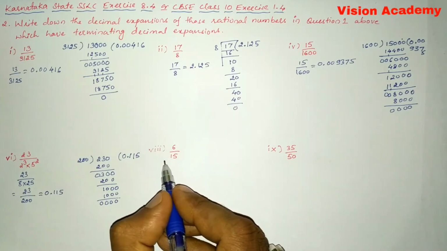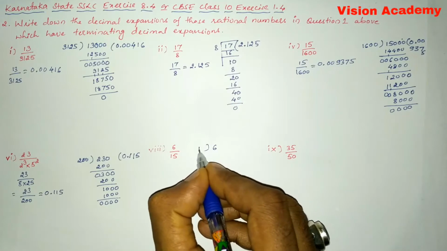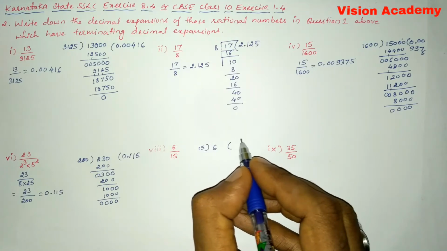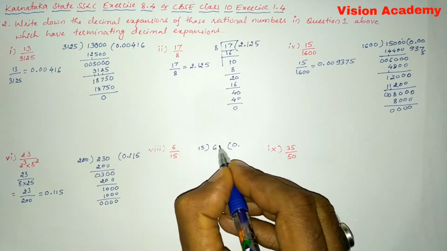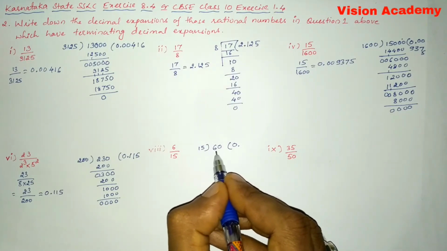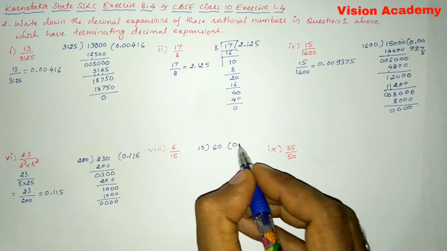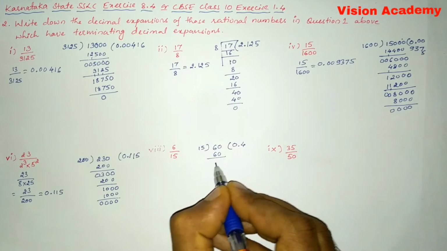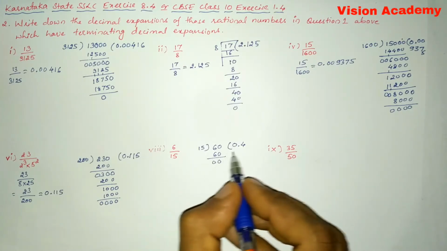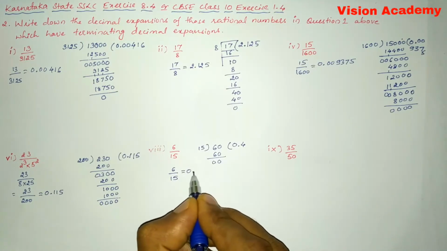Now let us move on to Roman number 8. Now we need to divide this 6 by 15. Here we'll take 0 point. If I take 0 point, it will become 60, because 6 is less than 15. We have to write one more 0. So 60 is greater than 15. So 15 how much are 60. So here 15 4s are 60. So here 0 minus 0 is 0, 6 minus 6 is 0. So here remainder is 0. Now we are going to terminate at 0.4. So here 6 divided by 15 is equal to 0.4.